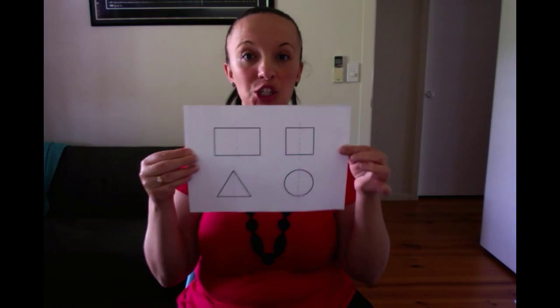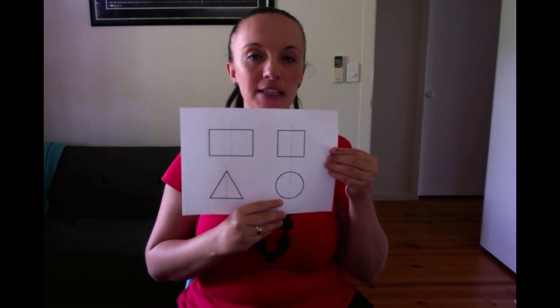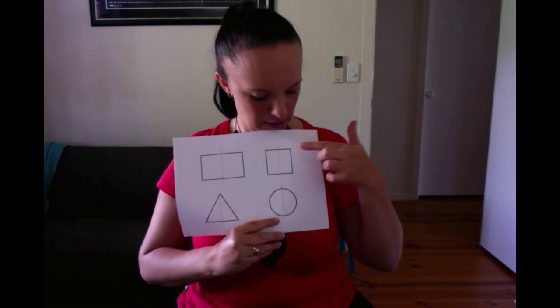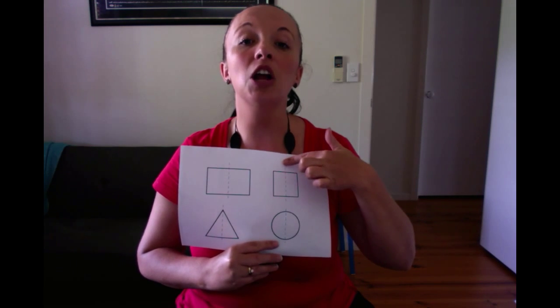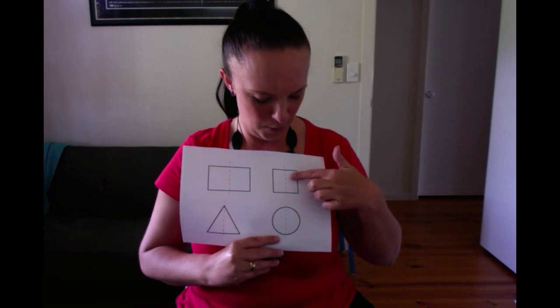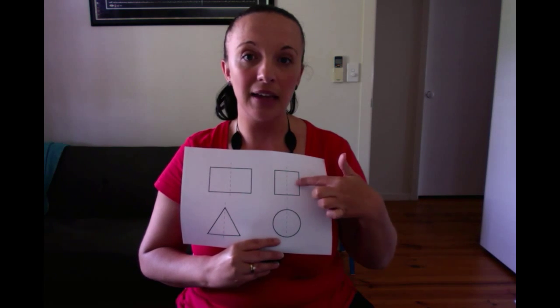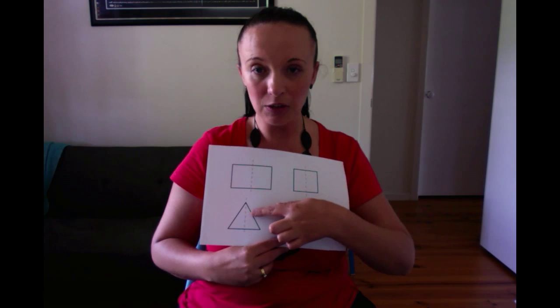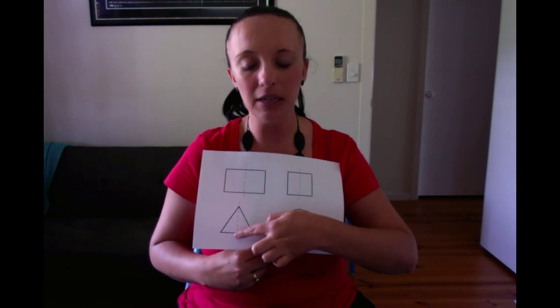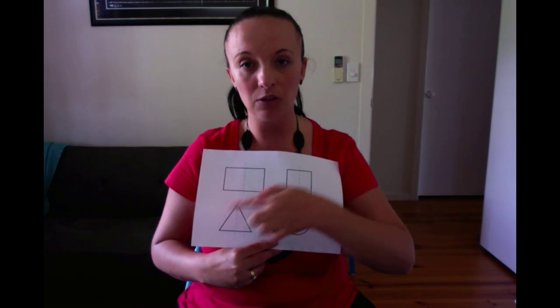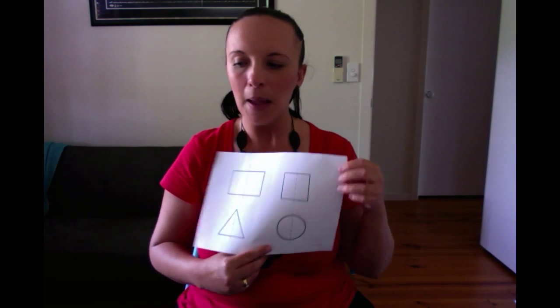Now symmetry can be found everywhere. It can be found in shapes. So let's have a look at this square here. This square, when folded in half down the line of symmetry, both sides are exactly the same. It's the same with this triangle. When the triangle is folded in half down the line of symmetry, both sides of the triangle are exactly the same.